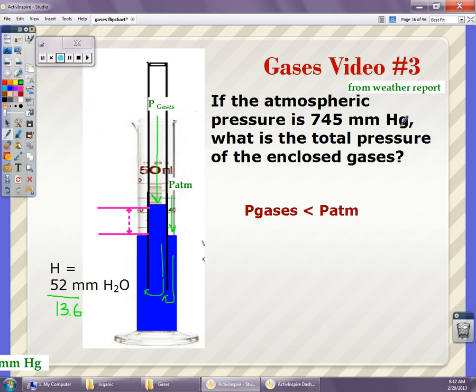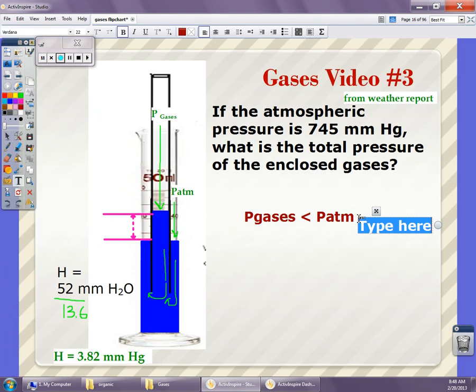The reason for the 13.6: mercury is about 13.6 times denser than water. So water will travel 13.6 times further. It takes less energy to move it. Mercury will travel 13.6 times less far. So we divide the two numbers, and when we're done dividing, we get a new height correction factor of 3.82 millimeters of mercury. Now let's use that up here.